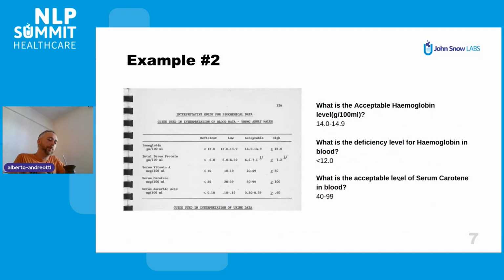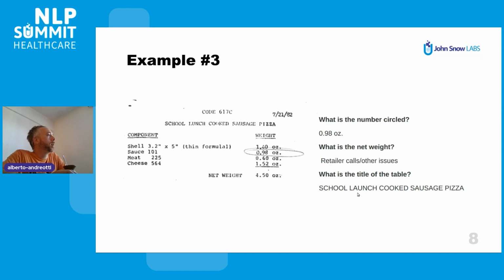And so here we have another example, and I don't want to take much time because we have some real world examples with notebooks and code. But if you take a look here, for example, the first one, what is the acceptable hemoglobin level? You have 4 columns: deficient, low, acceptable, high. You need to make sense of this table. You need to understand that things are organized in rows and columns, and basically you need to relate this title for the row with this title for the column, and you need to return this value here, that is 14.0 to 14.9. And the same with the others. And then you have some other variations, for example, what is the number circled here, 098 with a unit. You can have many different flavors of this same problem.